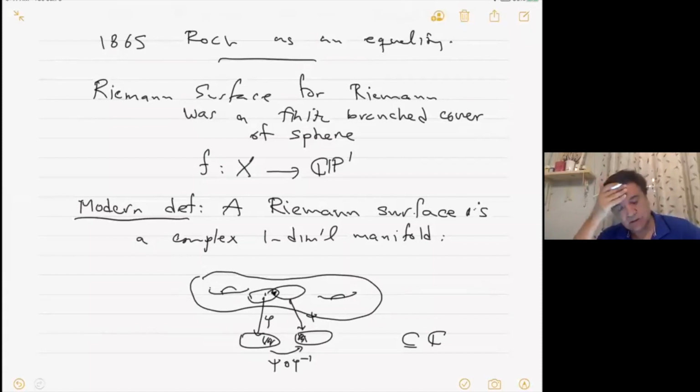And generalizing it to higher dimensions is very easy. All you need to do is take open subsets inside some power of C, C to the power n. And this way you can define n-dimensional complex manifolds. In fact, Riemann-Roch theorem has extensions to higher things as well. But today I'm going only to talk about the Riemann-Roch theorem as Riemann and Roch discovered it, so only for one-dimensional complex manifolds.